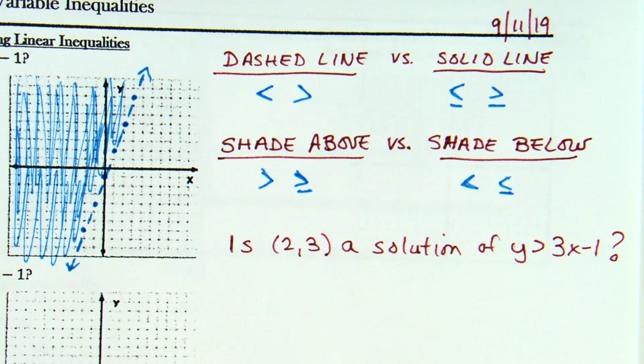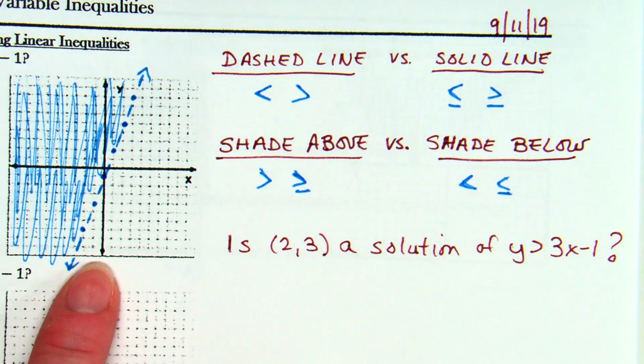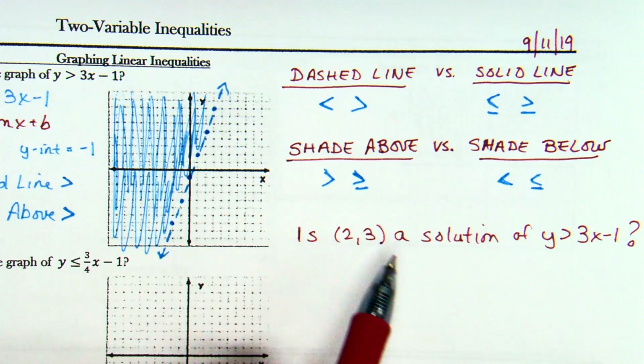Okay. So you realize it's the same line over here? Is that what you're saying? I don't know if you guys realize this or not. This is the same problem over here. Now, y greater than 3x minus 1. If it said y equals 3x minus 1, I'd want to know, is 2, 3 on the line? But greater than. What makes it true if it's greater than? Okay, we'll talk about that here in a moment.